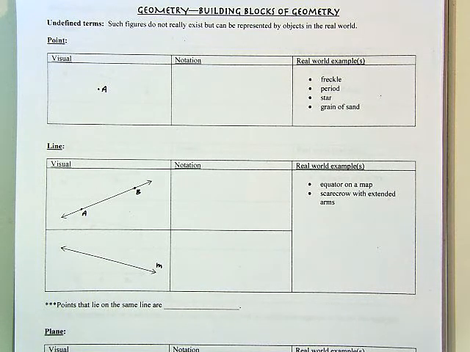So first up, we're looking at three undefined terms. Our three undefined terms will be the point, a line, and a plane. Such figures do not really exist, but we can represent them with objects in the real world. So I'll start off with a point, which technically has no size.